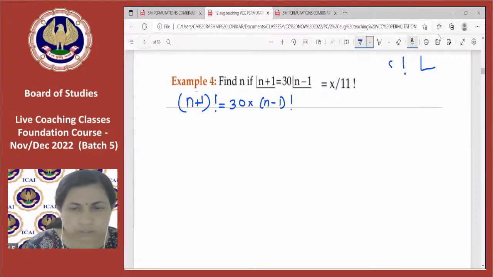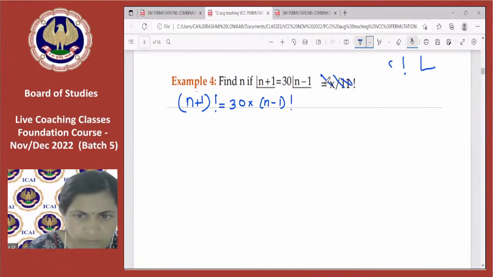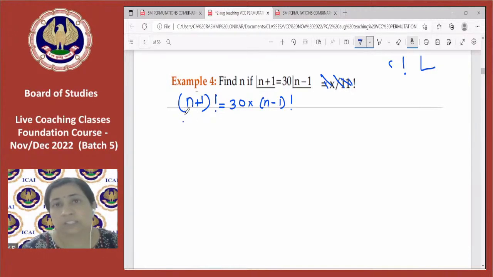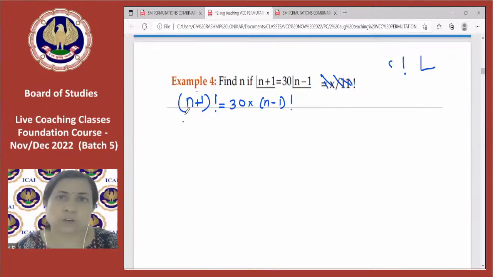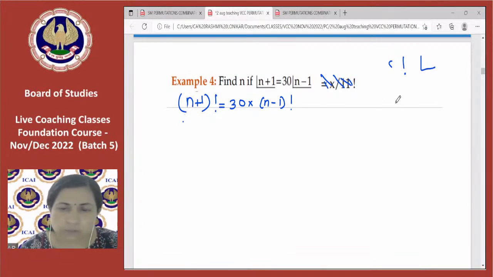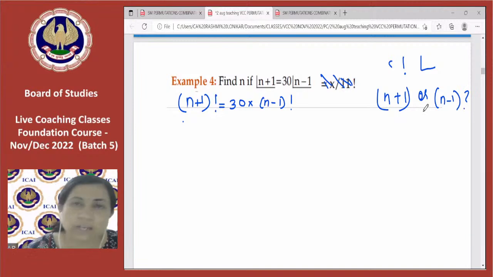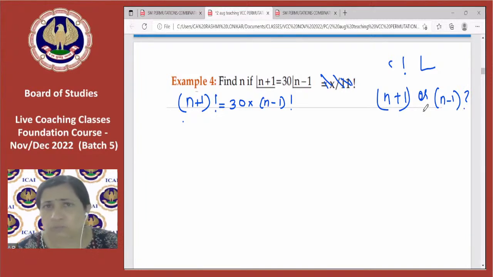Yes. So this is the sum. The sum is up till here. (n+1)! is equal to 30 into (n-1)!. So now you must see which is the bigger number and which is the smaller number. Now is n plus 1 big or n minus 1 big? Which is the bigger number?